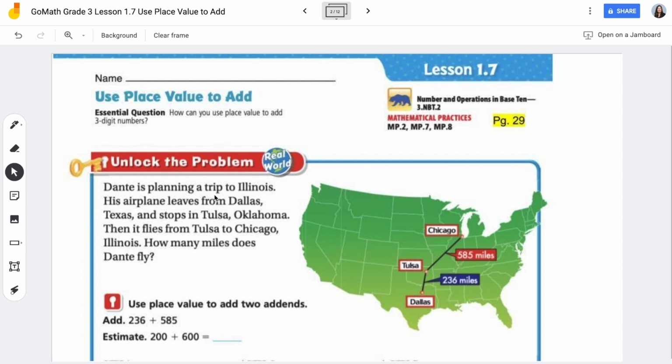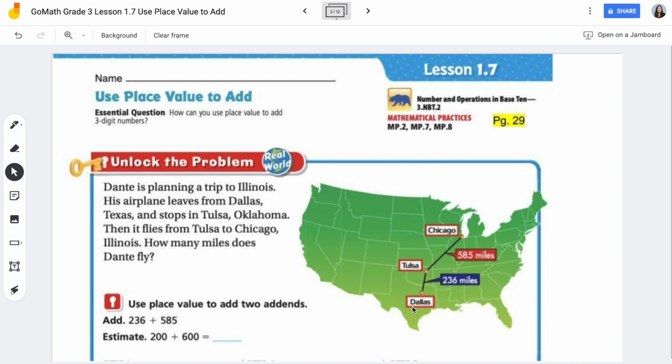Dante is planning a trip to Illinois. His airplane leaves from Dallas, Texas, and stops in Tulsa, Oklahoma. Then it flies from Tulsa to Chicago, Illinois. How many miles does Dante fly? And we can see the picture helps to communicate the information as well.